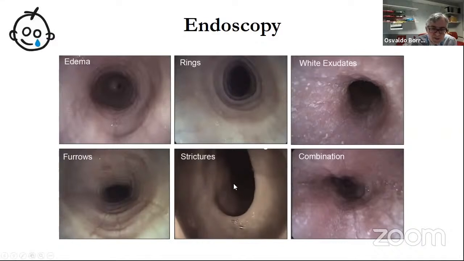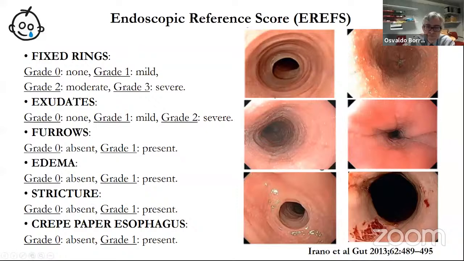Then we have stricturing, and finally we can have a combination of endoscopic abnormalities. In terms of endoscopy, a few years ago in 2013, some adult gastroenterologists, in collaboration with the pediatric gastroenterologists, tried to come up with an endoscopic reference score, which is quite easy. Based on evaluation of fixed rings, exudate, furrows, edema, stricture, and crepe paper esophagus, you can classify properly each patient with eosinophilic esophagitis.